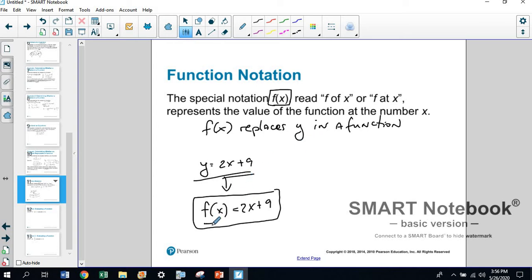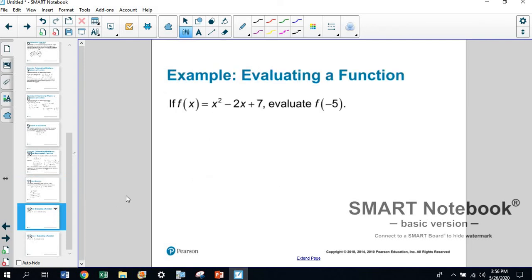But when I write with functional notation, that tells me two things. One, it tells me that I have a function. I can't write f of x if I don't actually have a function, so that's handy. But the other thing is that it gives me a way of notating things by shorthand. It's mathematical terminology, okay? And so to show you an example of that, here's a function f of x. f of x is equal to x squared minus 2x plus 7. And they want you to evaluate f of negative 5.